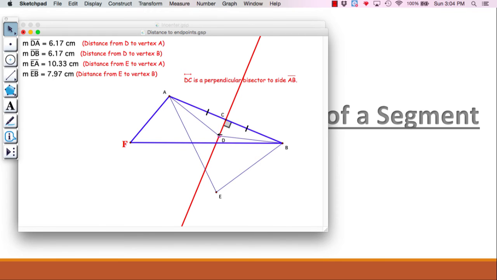Therefore, a point anywhere on the perpendicular bisector is equidistant from the endpoints of the segment and therefore from the two vertices of the triangle that are the endpoints of that side. Also, point E is only equidistant from the endpoints of the segment when I move it to the perpendicular bisector. Therefore, a point is only equidistant from the endpoints of a segment when it is on the perpendicular bisector.